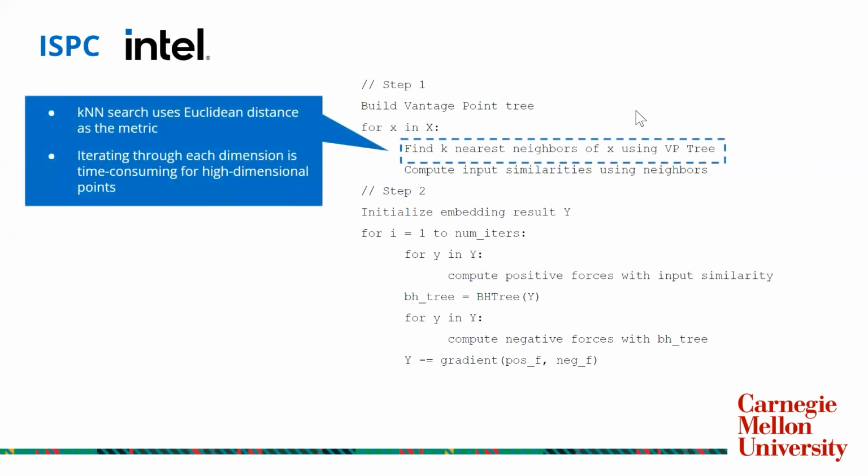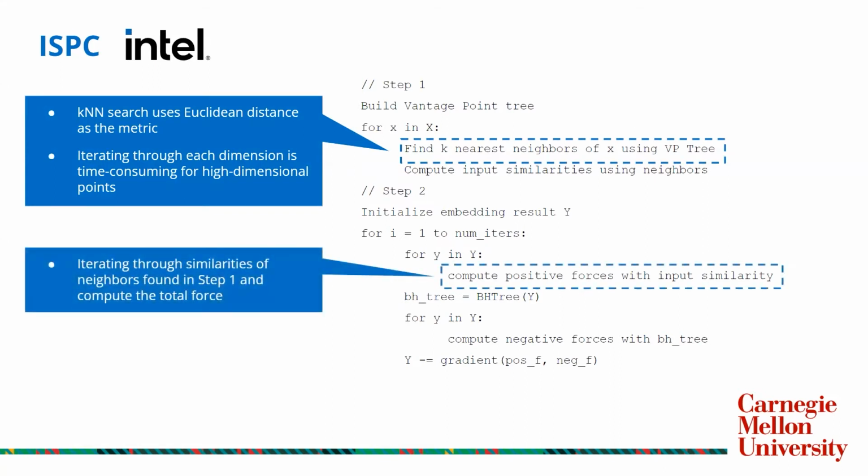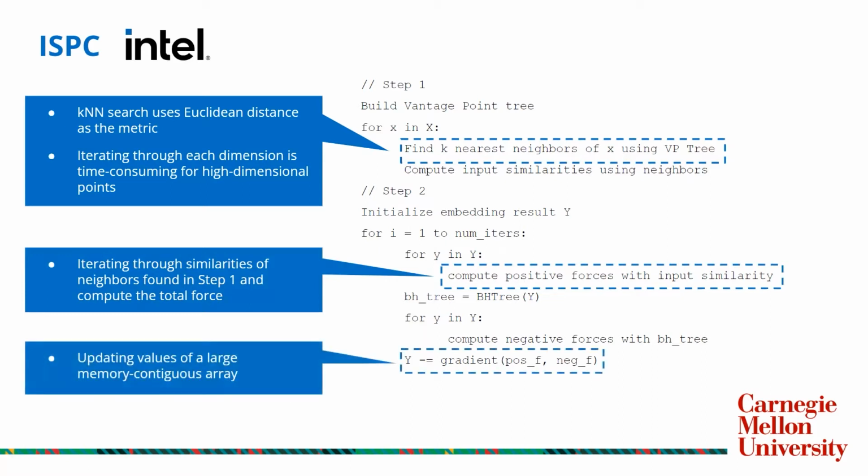In step 1, when we are searching for k nearest neighbors, it uses Euclidean distance as a metric, and iterating through each dimension in the high dimensional point space is, of course, time consuming. Similarly, in step 2, computing positive forces needs to iterate through the similarities of multiple neighbors found in step 1 to compute the total force. And in the gradient computation and descent stage, we need to update values of a large memory contiguous array. So these three use cases are perfect for SIMD with ISPC.